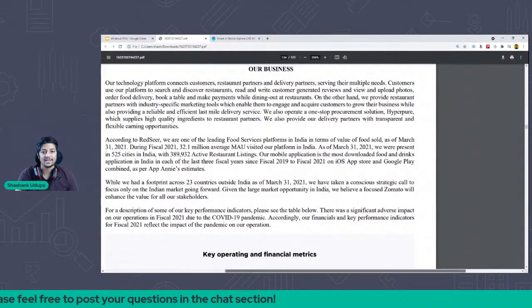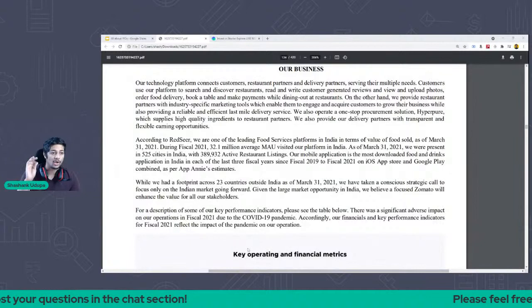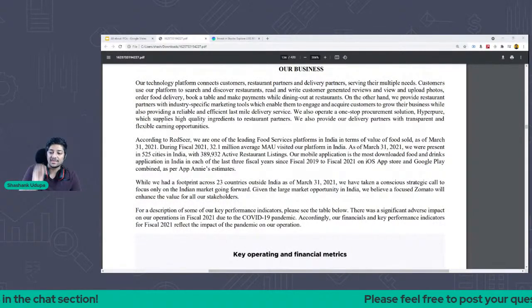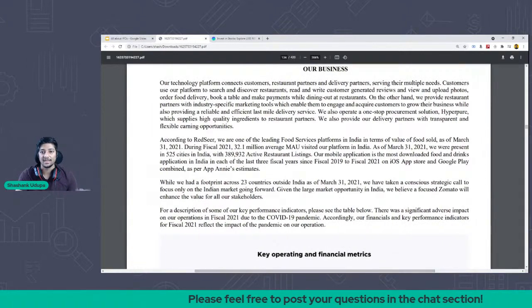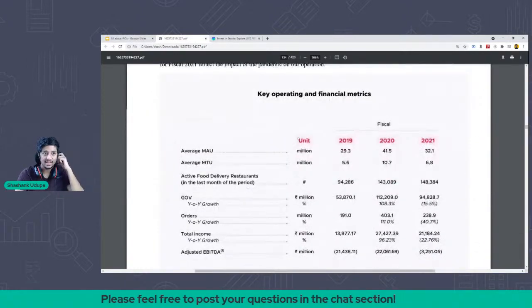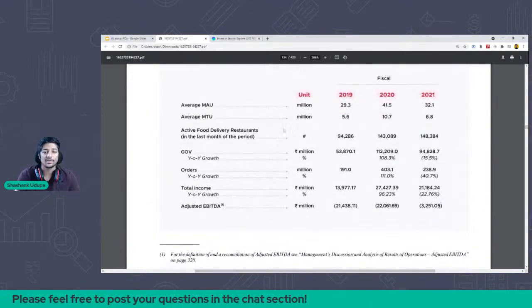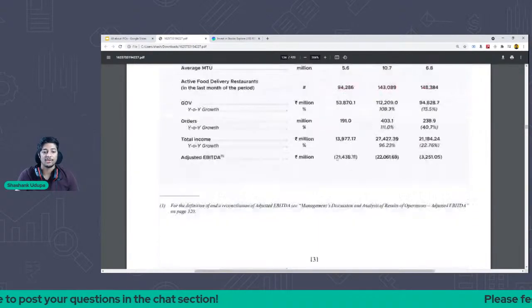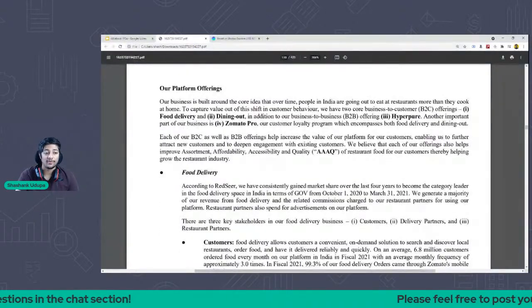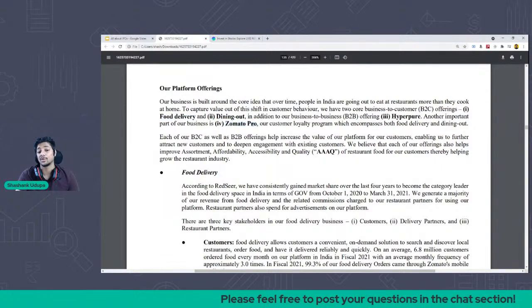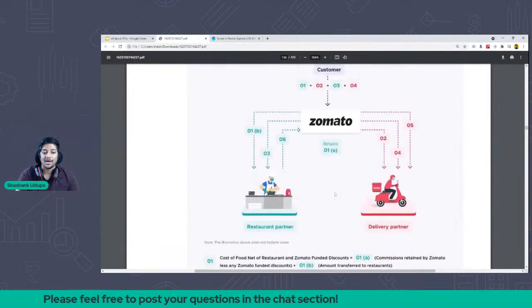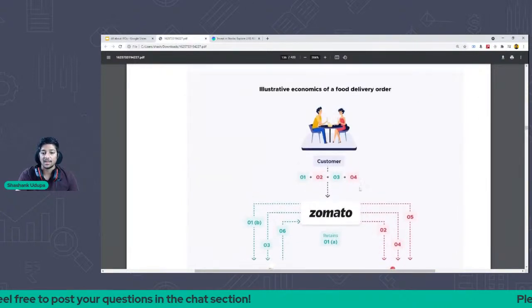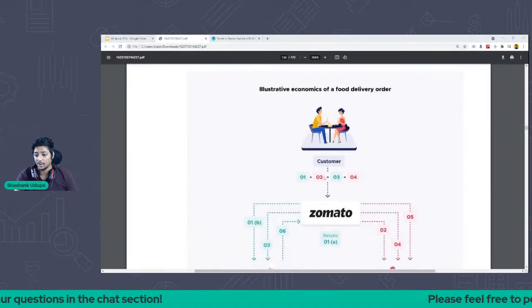Now, our business is basically the entire document talking about the business of Zomato. What do they do? What are the key metrics? Everything is written here in our business. If you look at this properly, it talks about everything, their key operating financial metrics, their different platform offerings like Zomato food delivery, dining out, Zomato Pro, Zomato Gold. It talks about how Zomato makes money, how they have a restaurant partner, delivery partner, and the customer. So how they make money on all of this.